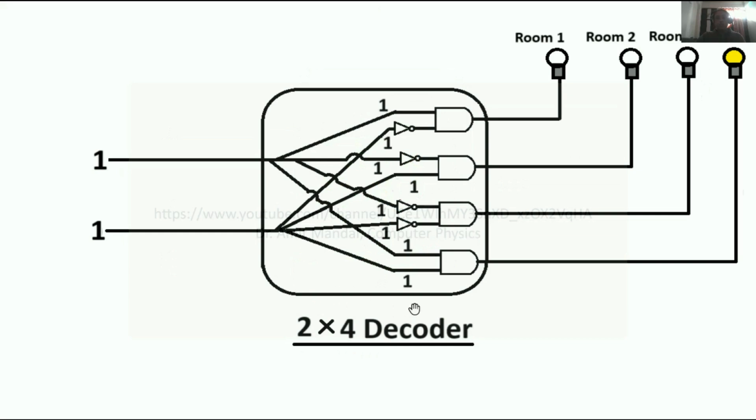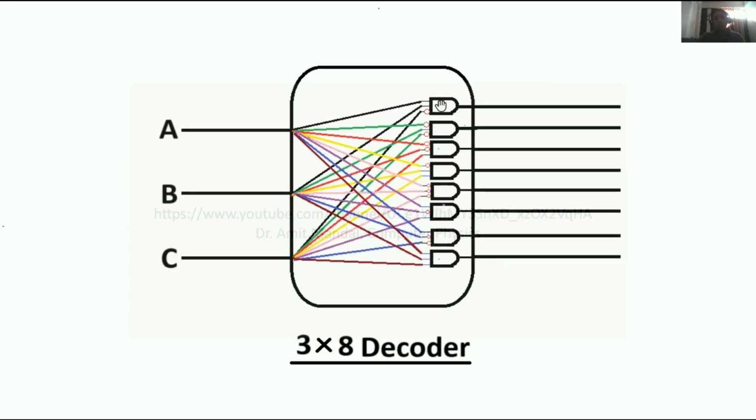Okay. Now this is a 3 into 8 decoder. One more example, that was a 2 into 4 decoder. This is a 3 into 8 decoder. You can see that there are 3 inputs. I already told you that in case n is the input, 2 to the power n is the output. So 3 inputs will be there, then 2 to the 3, so that means 8 outputs will be there.